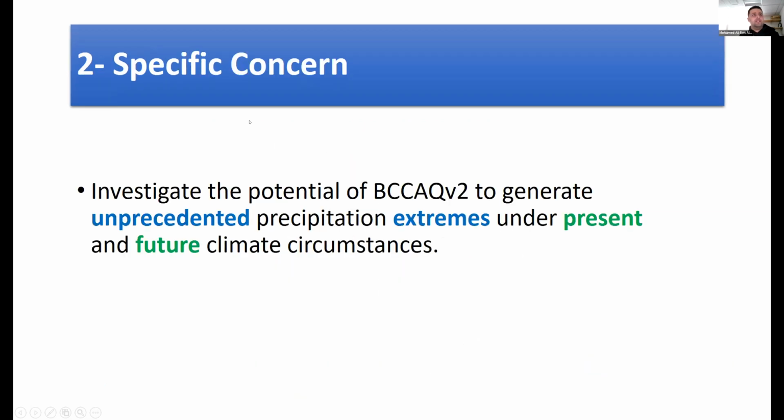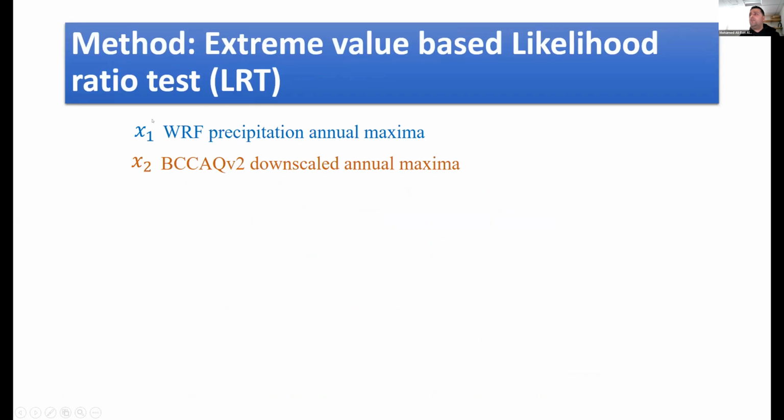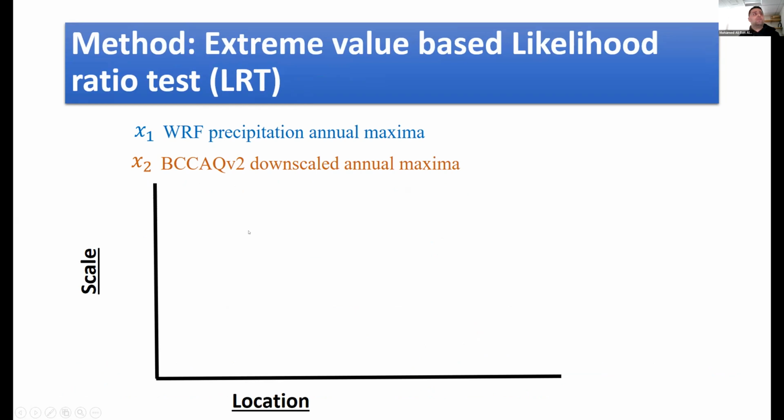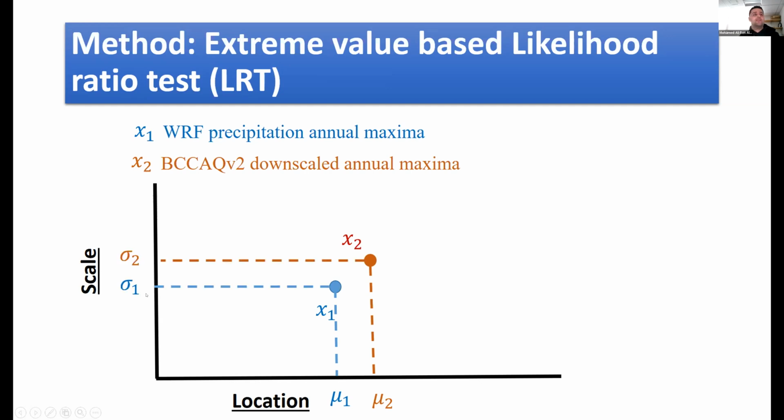Now we move our attention to a specific concern, and we need to investigate the potential of the BCCAQ to generate unprecedented extremes under present and future climate circumstances. To this end, we take annual maxima from the WRF, and we also take the downscaled annual maxima using BCCAQ. So to be able to reproduce unprecedented events, first, the BCCAQ should reproduce the mean of annual maxima. However, this is not enough. It must also reproduce the variance of annual maxima.